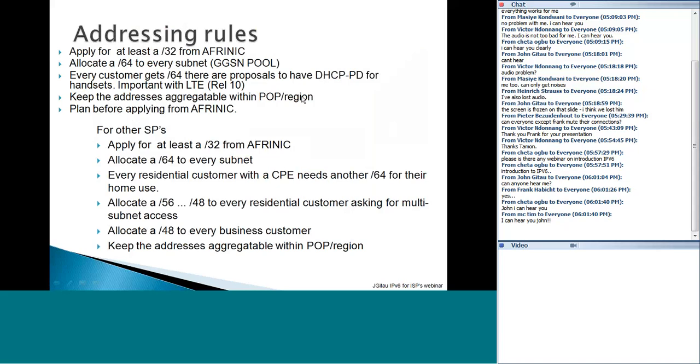So the addressing rules apply for mobile operators the same way Frank and Mukom explained. In this case, if you have a GGSN, just allocate a /64 to it. Since you are allocating a /64 for each link, every mobile device would get a /64. If you go by the numbers, this is not really a problem at the moment.